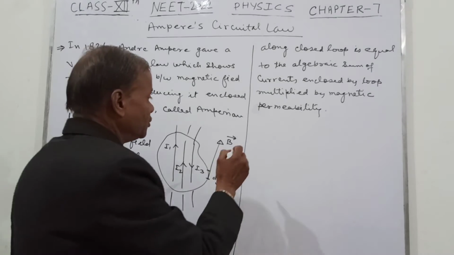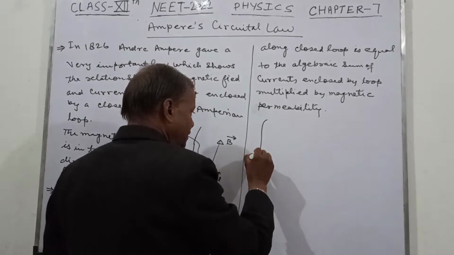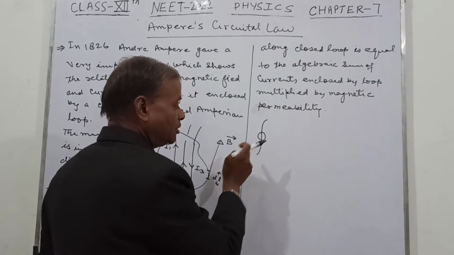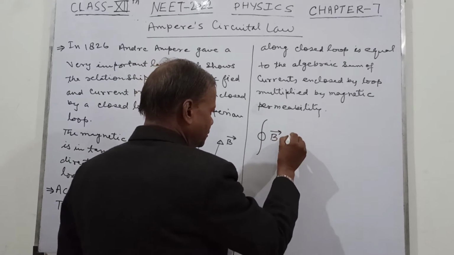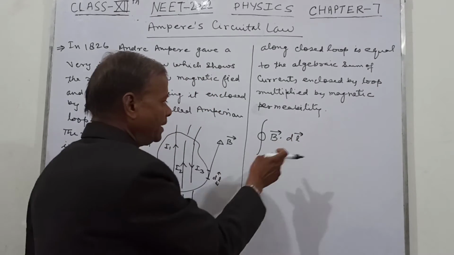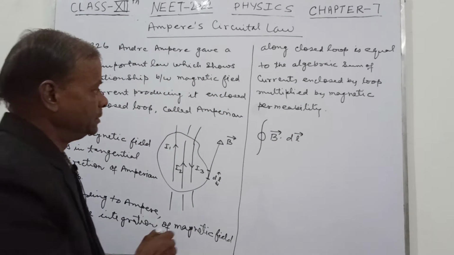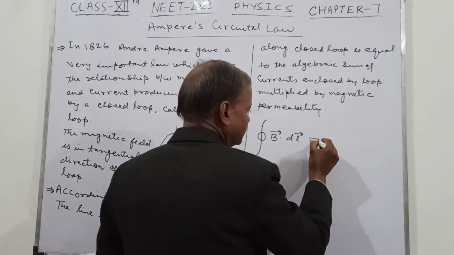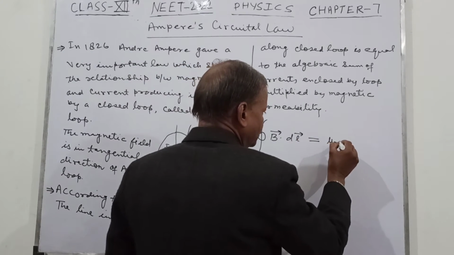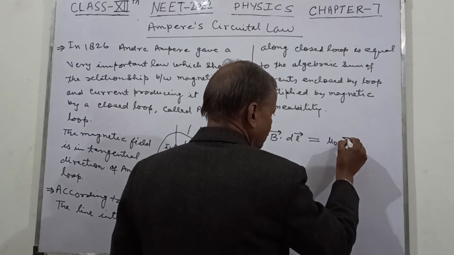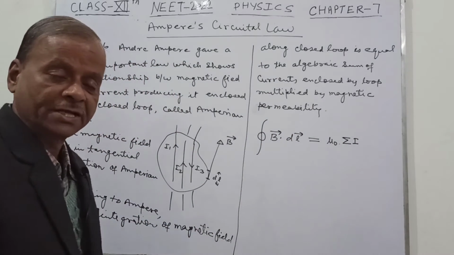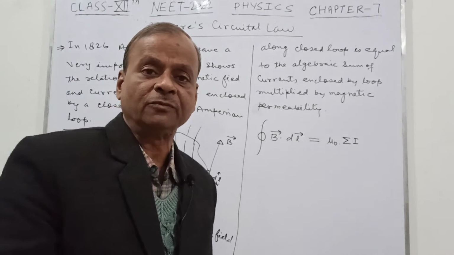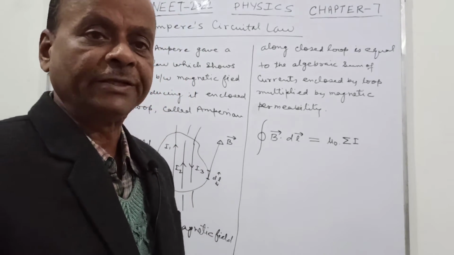So the line integration of magnetic field means, for a closed loop, integral of B dot dl. This is the line integration of the magnetic field. This is equal to mu naught into summation I. Summation I is what? The algebraic sum of the currents enclosed by the loop.